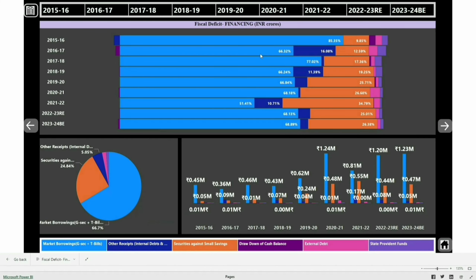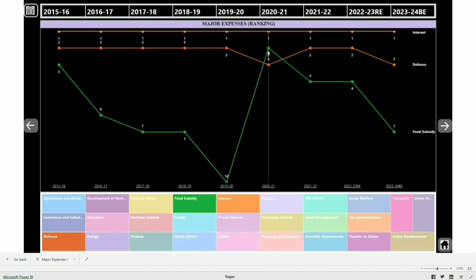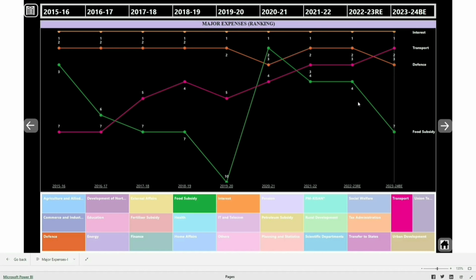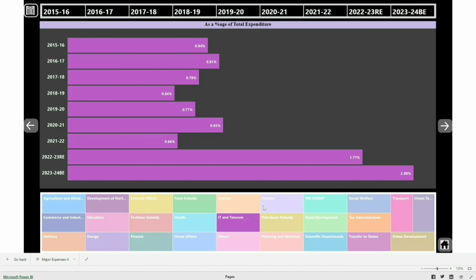Okay, one thing I forgot to mention during the fiscal deficit financing or the borrowings, right? External debt did rise significantly during 2021, and this was only because of COVID. So here we can see how food subsidy did rise. But what I found to be most interesting was this, right? Transport. Transport as an expense for the government has risen over the years, and which is again a very good sign.